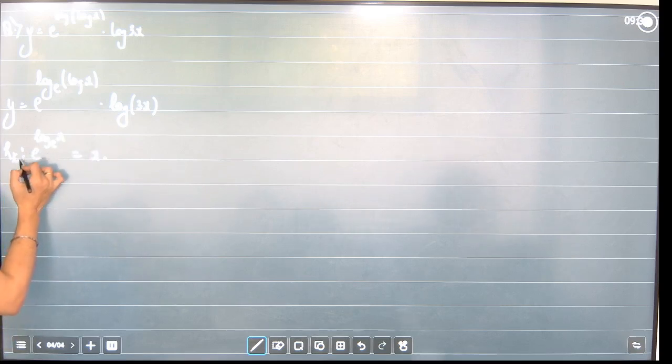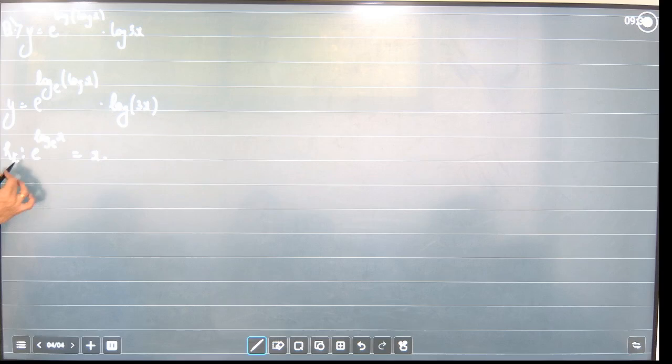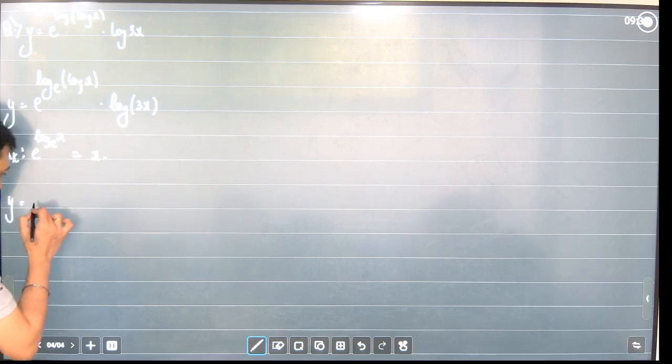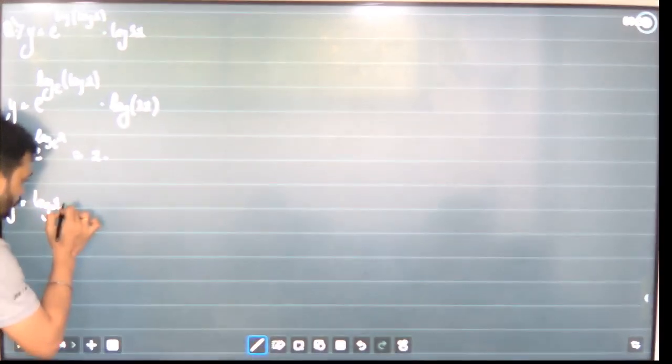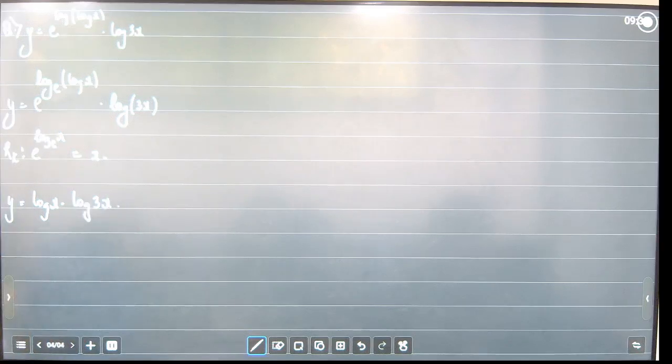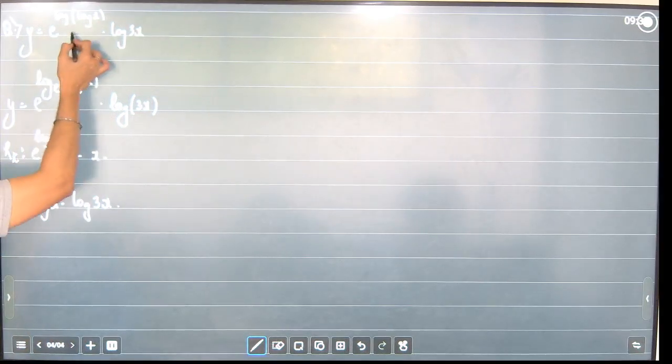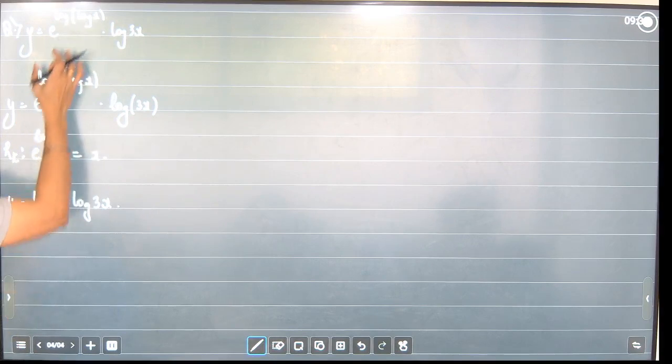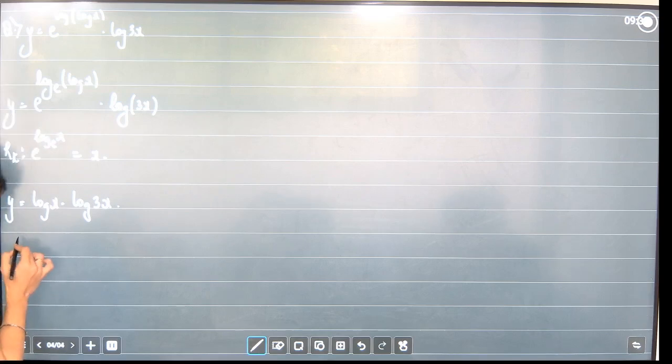So if you take log on both sides and if you solve, you'll exactly get the same sum. So we understand that e raised to log x to the base e is nothing but x only. So my question will become y is equal to log x into log 3x. Even though with the exponential function I could have done u into v, I have simplified this sum to look like this. And now, when I differentiate this, I will directly write u into v.